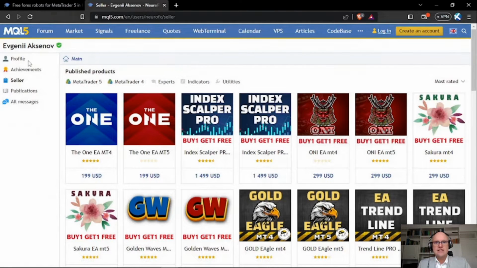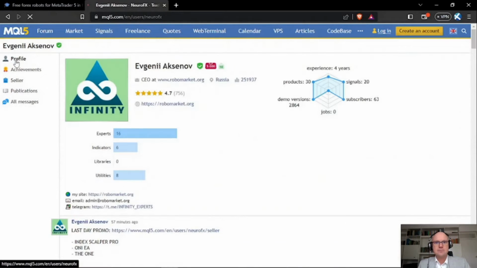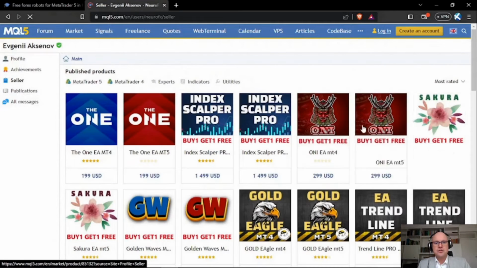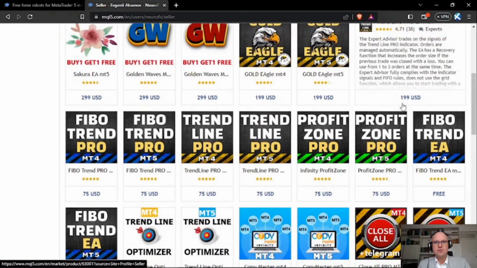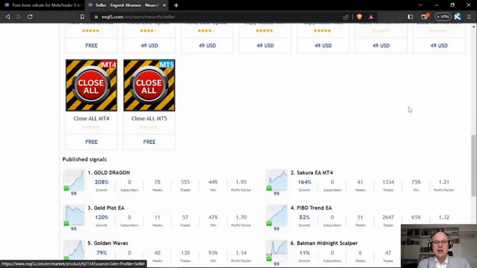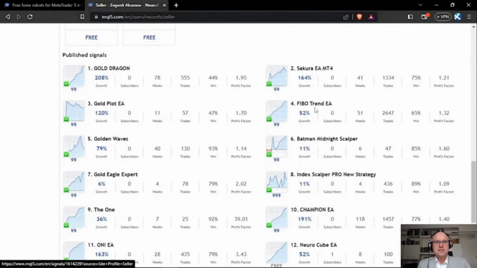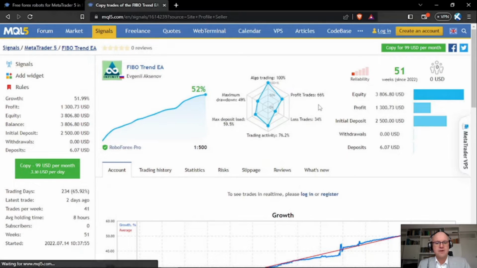Now, one of the first things that I like to do is to take a look at the profile of the author for the bot. The reason for doing this, I'm interested in their ratings and also the other products that they have available on the marketplace. Lastly, on their profile, I check to see if they have the Expert Advisor signal available so that we can see some verified trading from another MetaTrader account. So you'll see the author is running it, and the maximum drawdown is 49%, and the profit 1,300, or growth of 52%.